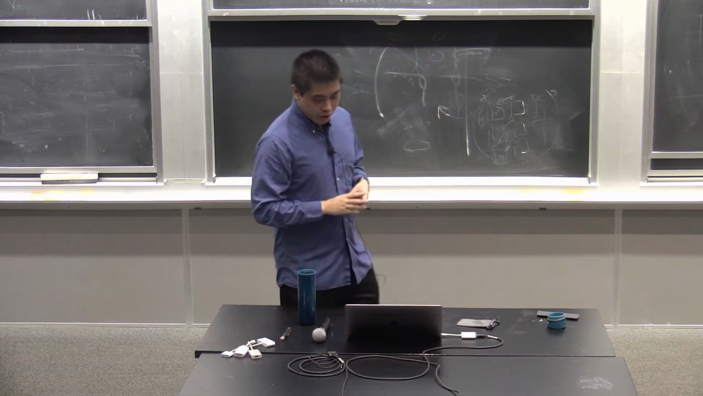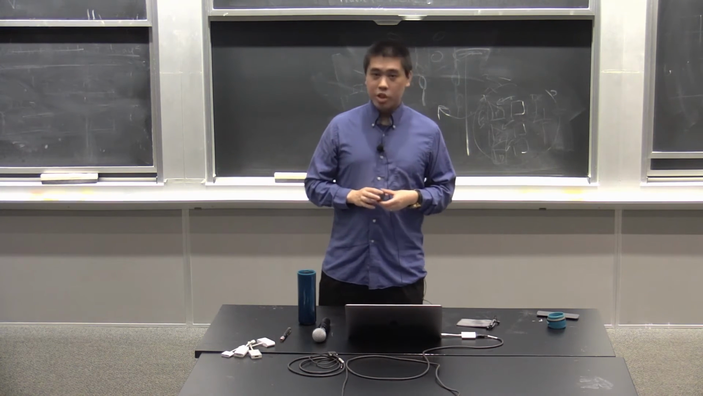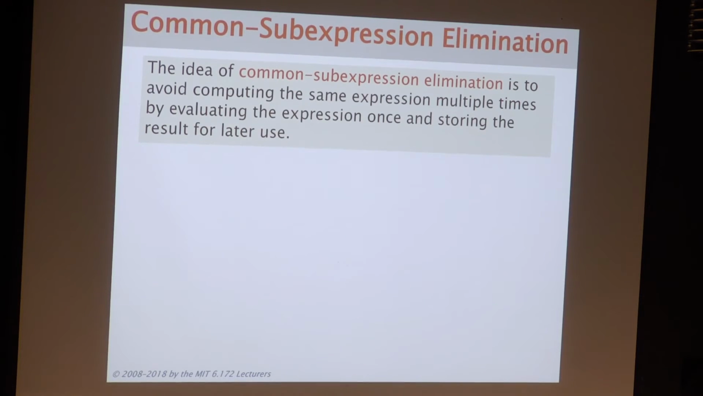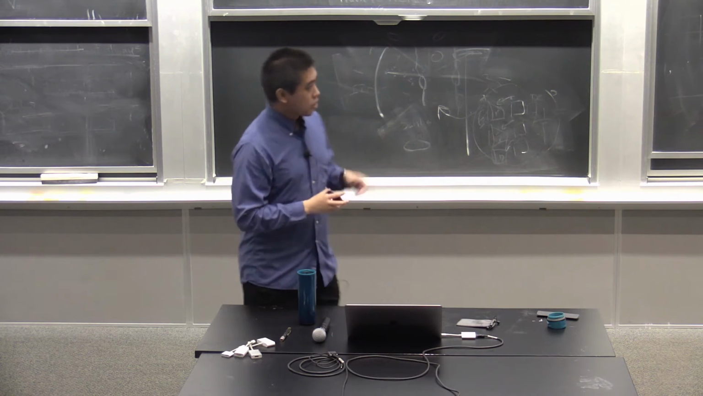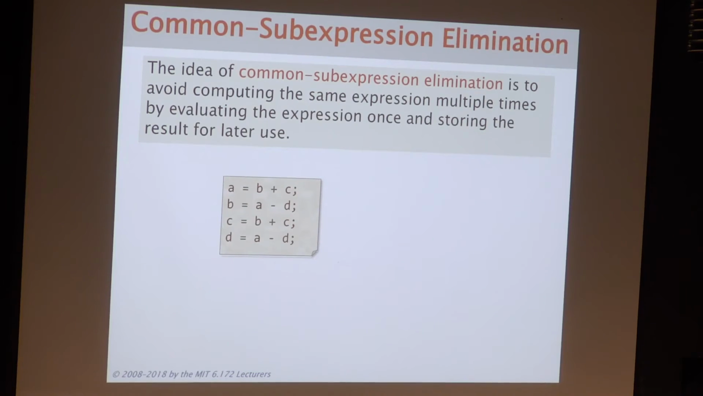OK, so the next optimization is Common-Subexpression Elimination. And the idea here is to avoid computing the same expression multiple times by evaluating the expression once and storing the result for later use. So let's look at this simple 4-line program. We have A equal to B plus C. Then we set B equal to A minus D. Then we set C equal to B plus C. And finally, we set D equal to A minus D.